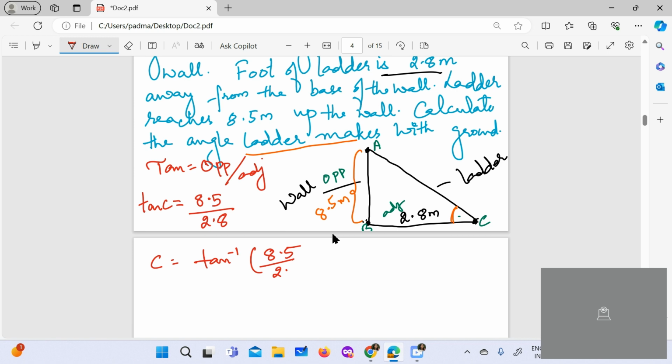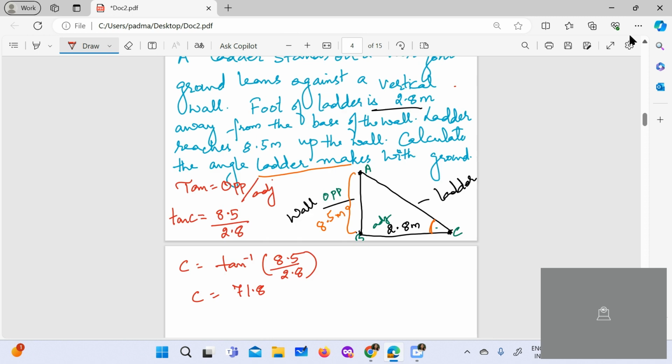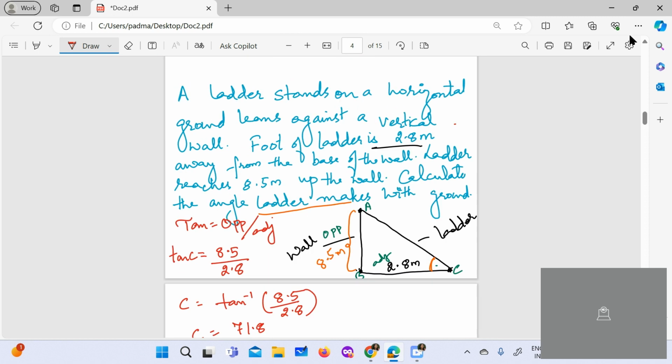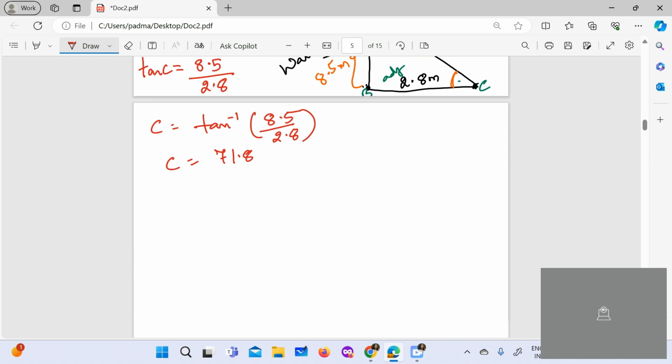Plug in all the values in your calculator and you will get 71.8 degrees. These height and distance questions are actually very easy. The most important thing is to understand the question and draw the diagram. If your diagram is correct, then you really understand what you need to calculate and you can plug the values into the given ratio and find it. I hope this is clear to everyone. Let's move to another question.